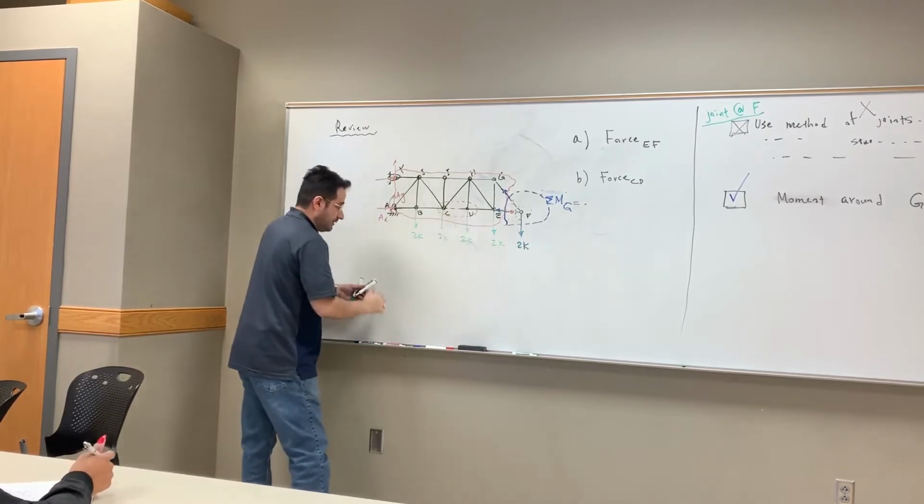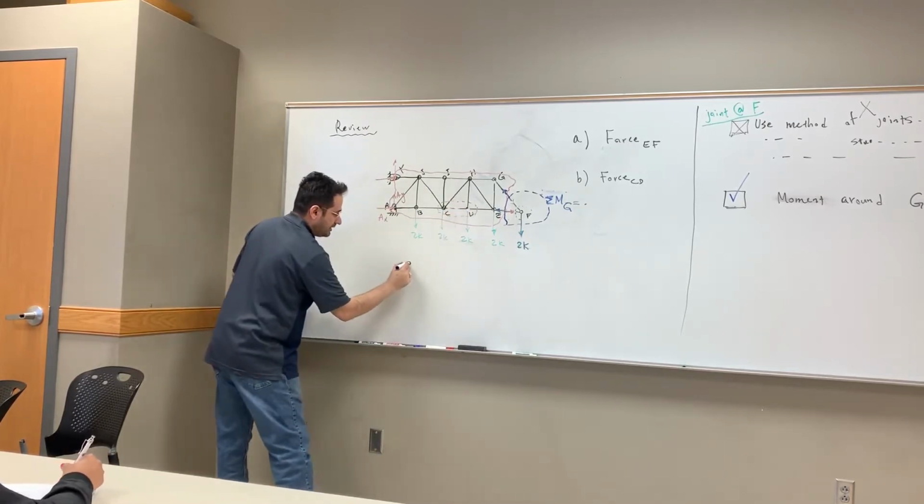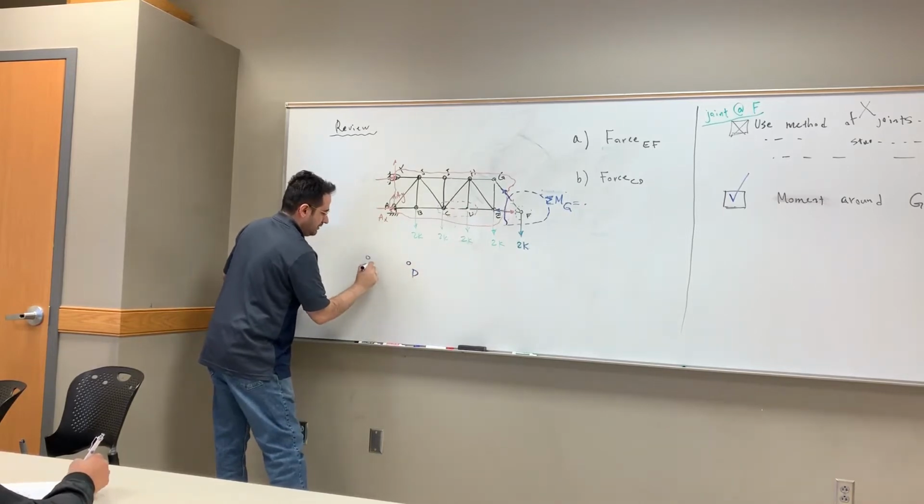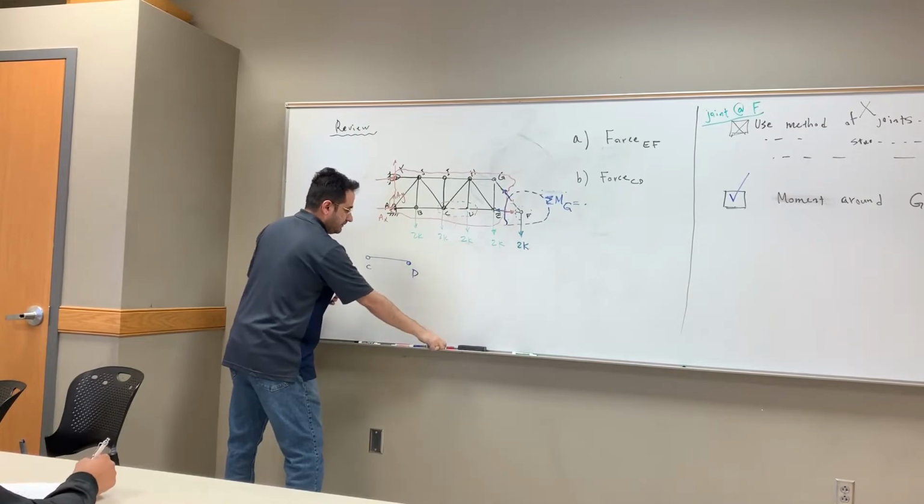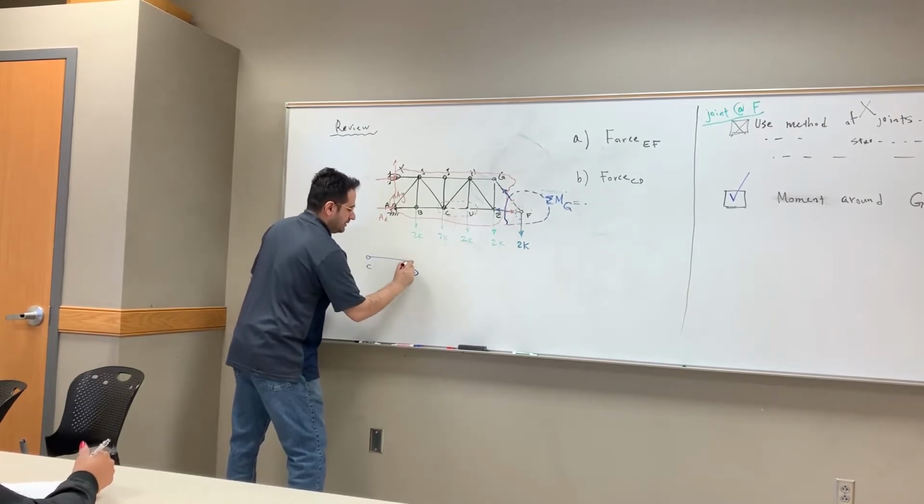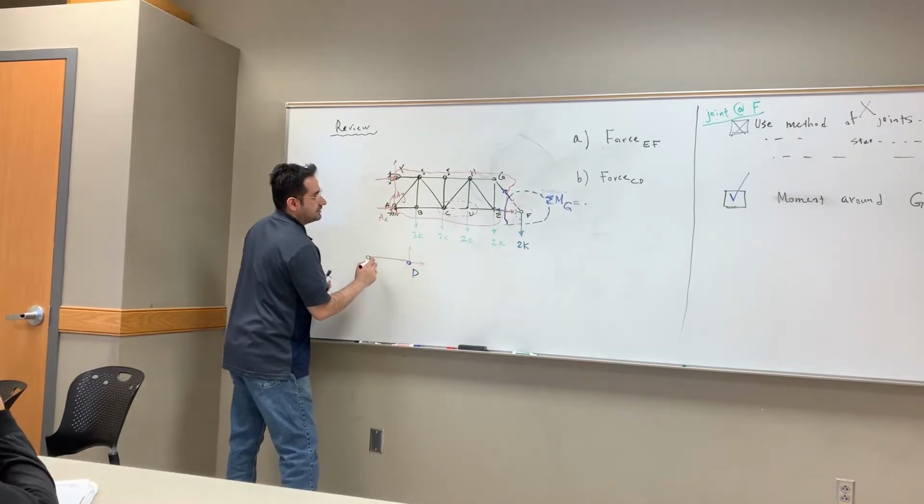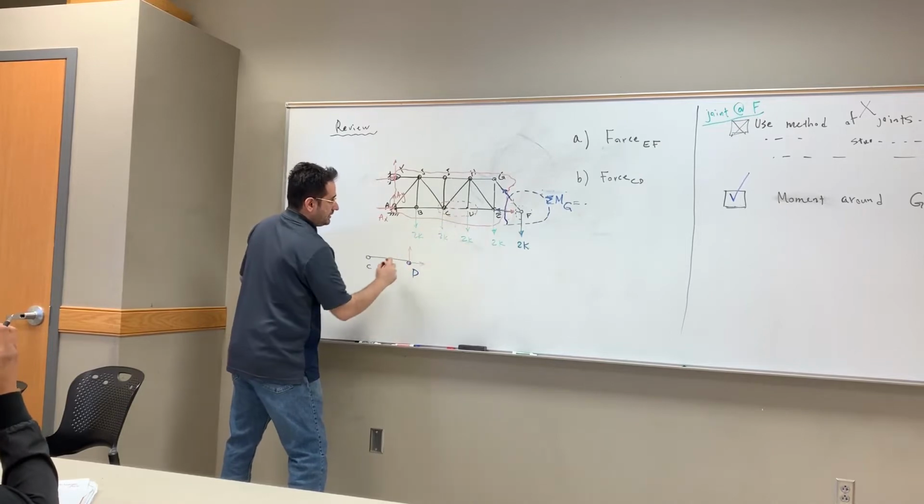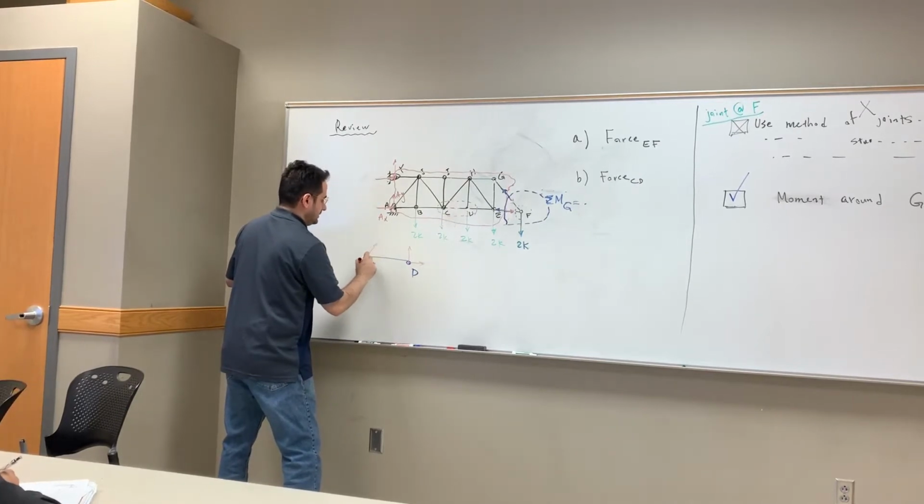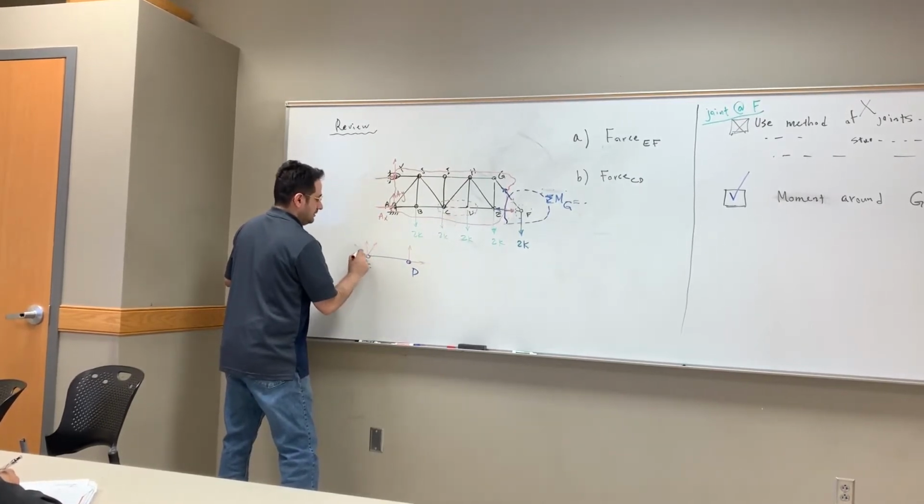So if you draw a free-body diagram of this system, you get B, C, right? And then you're going to get a force like that at B, and a force like that at D like that, and then a force like this at C.